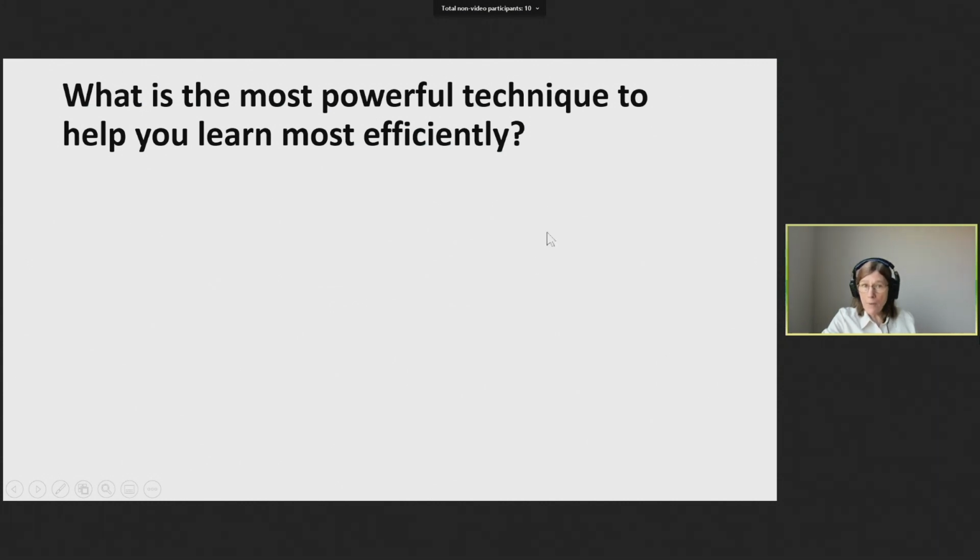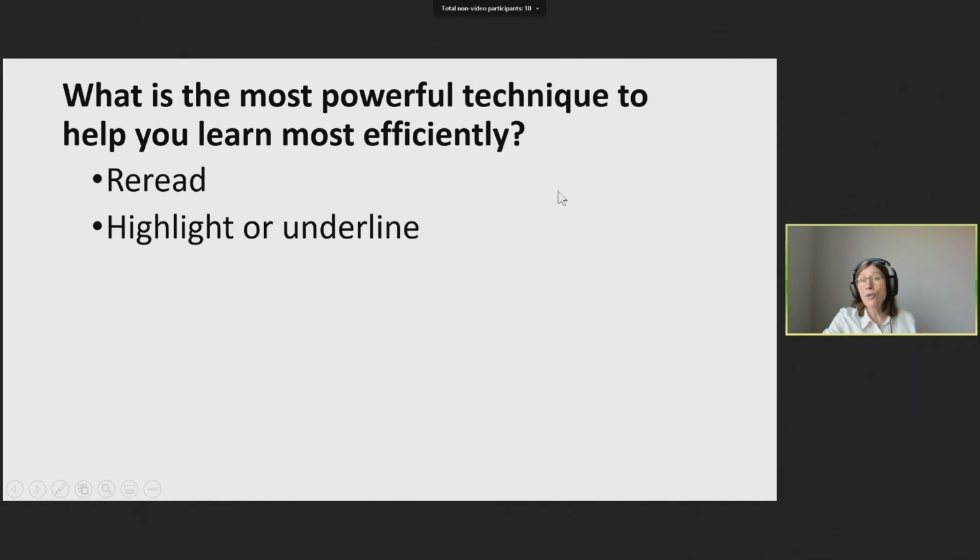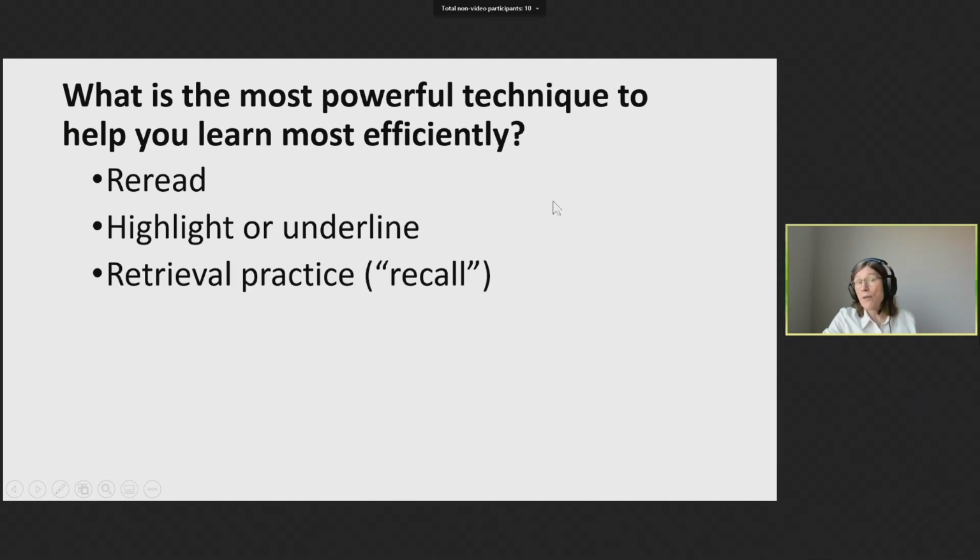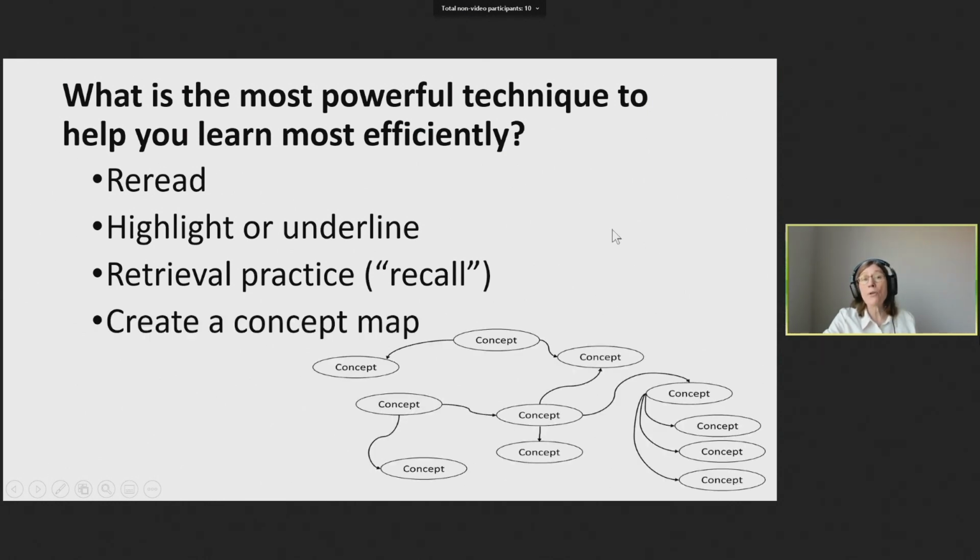Now, I do want to have just a little bit of a quiz for you to see what is the most powerful technique to help you learn most efficiently. Is it rereading or highlighting or underlining, retrieval practice, or is it creating a concept map? So you're seeing all the connections. And I'm hoping, Chris, that you might be able to run the survey, the poll at this time.